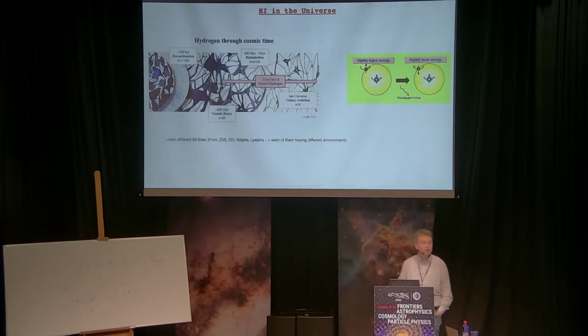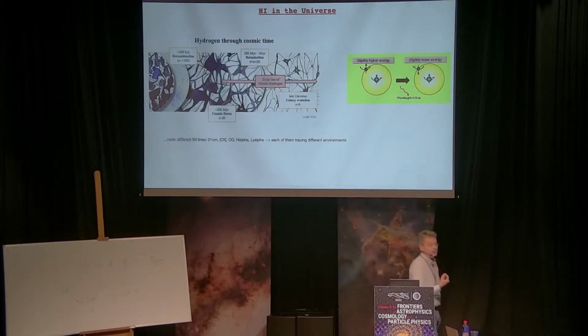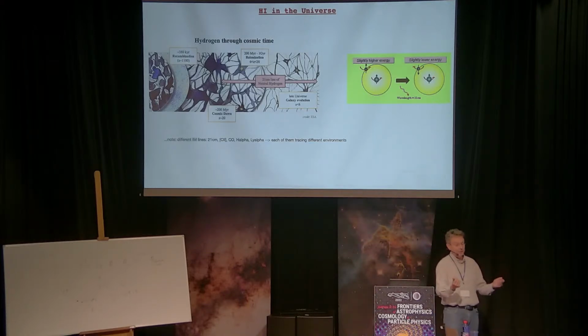So, neutral hydrogen, or atomic hydrogen, in the universe. We know that after recombination, the universe starts to gradually become ionized. Nevertheless, there is a tiny amount of neutral hydrogen surviving. At redshift 3, we believe there is one neutral hydrogen atom in 10^5. So it's a tiny amount, but nevertheless, it's present out there.